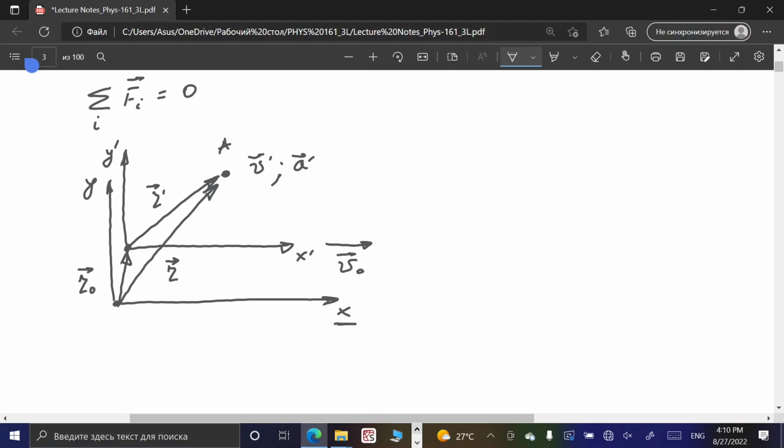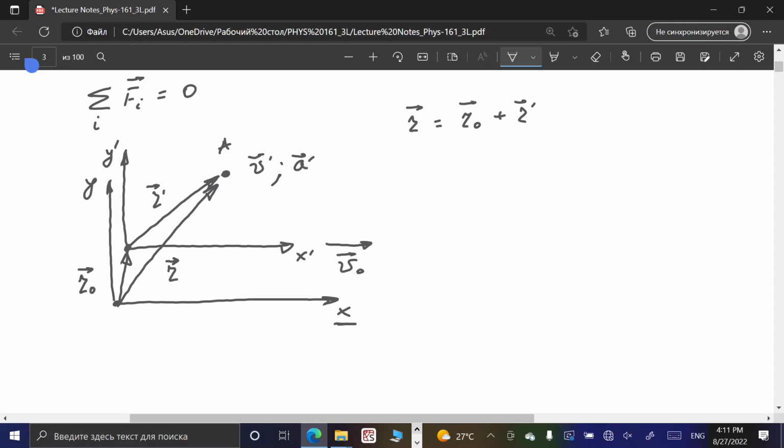So it's clear from this plot that position vector R is the sum of these two position vectors. So let us write it down, and we will have the expression for the position vector of point A with respect to the immobile system of coordinates given as the sum of R naught vector plus R prime vector.